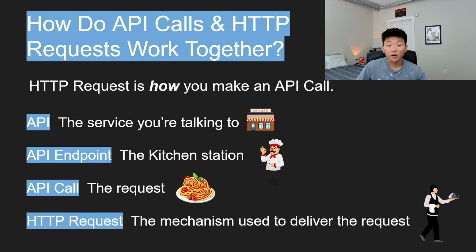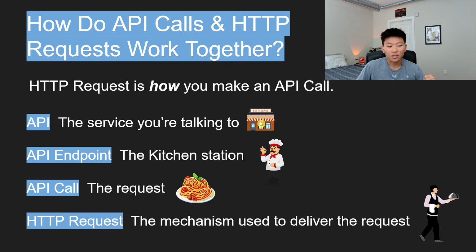I remember when I first heard about all these different terms, I thought to myself, that sounds so similar. How do you really distinguish? So let's quickly talk about how they actually work together. Like we said, an HTTP request is how you actually make an API call. It's the messenger that's going to carry your API call to the server. So we've got a quick restaurant analogy. Let's think about it like this. So we have the API.